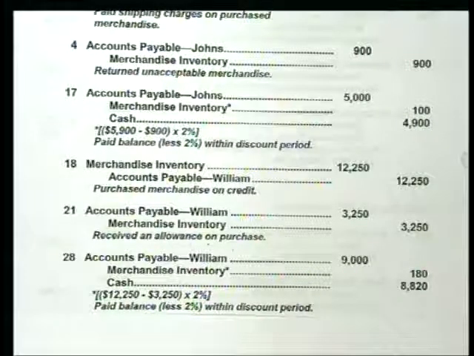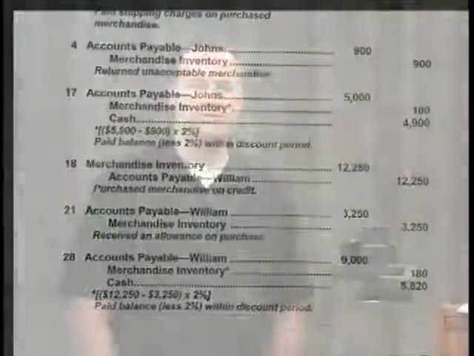Now, what if we didn't pay within the discount period? Well, then we would just debit AP for $9,000. We'd credit cash for $9,000, right? But we did pay within the discount period. Okay, cool.